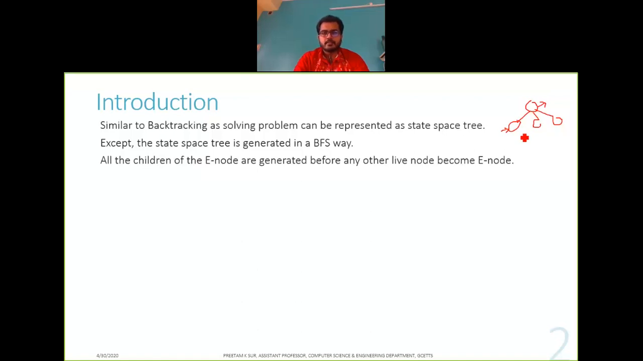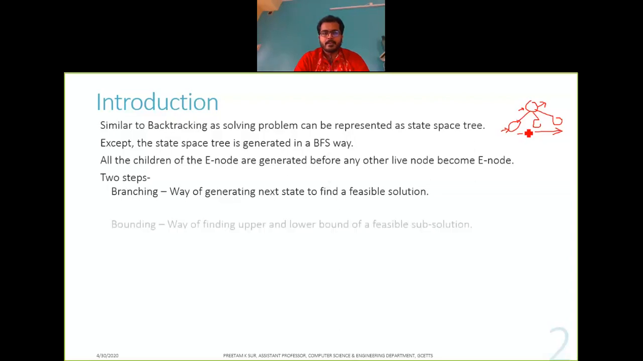Okay, so there are two steps involved in branch and bound. One is branching. Branching is the way of generating the next state to find the feasible solution. So from an e node we generate all the possible options for that expanded e node. Generating the possible states from the current e node is known as branching.